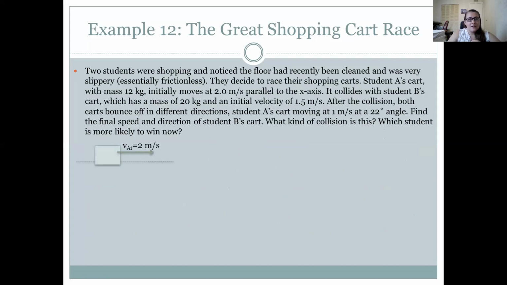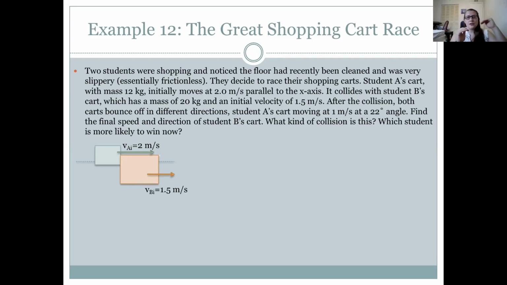All right, so here is shopping cart A. It's moving with an initial velocity of 2 meters per second. And it hits shopping cart B, which has an initial velocity of 1.5 meters per second. These 2 carts should really be the same size, but since they're different masses, they're different sizes in the picture. So initially they're both moving in the same direction with different velocities and different masses.